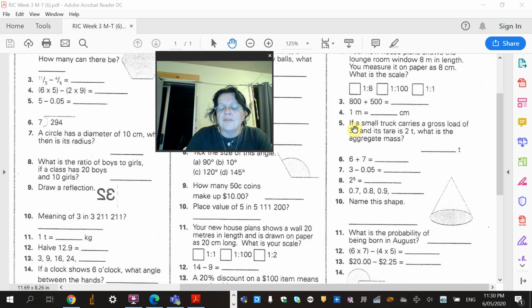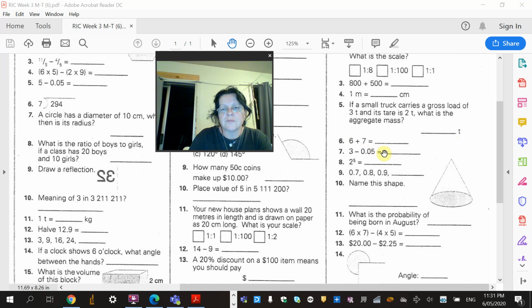Okay, and this one, if a small truck carries a gross load of 3 ton and its overall weight is 2 ton, what's the aggregate mass? So that means all together. So it carries that and it is that, so all together, you just add them. 6 plus 7, okay, you can add that up on your fingers, or you can think 6 plus 6 is this because it's your 2 times table, and add 1. Just think of a quick tricky way you can do it.